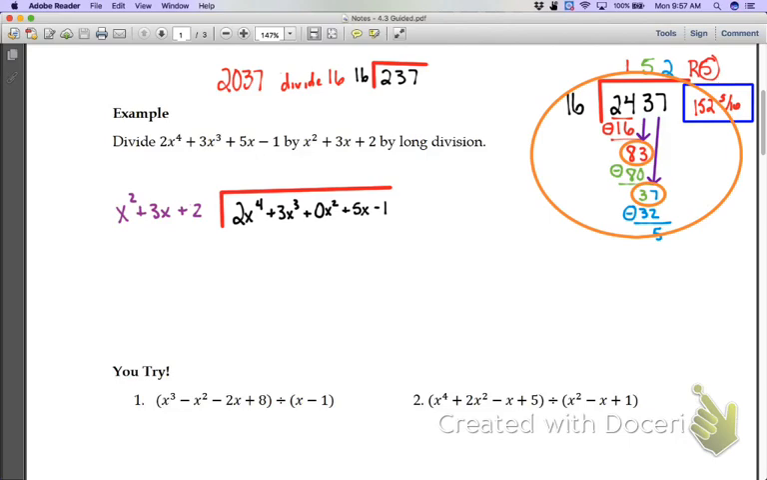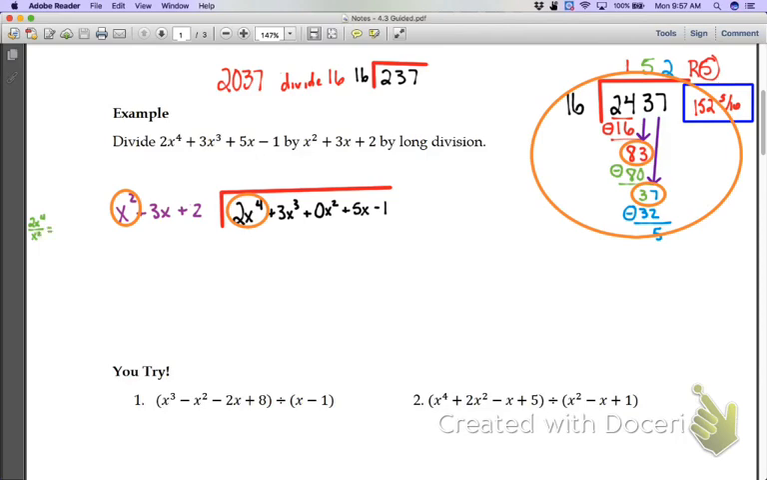Now, whenever I do this, I always look at the lead number. The lead number underneath, or in the house, or underneath the box, whatever you want to call it, is going to change. Your lead value out here will never change. So the first thing I'm going to do is take 2x to the fourth and divide it by x squared.